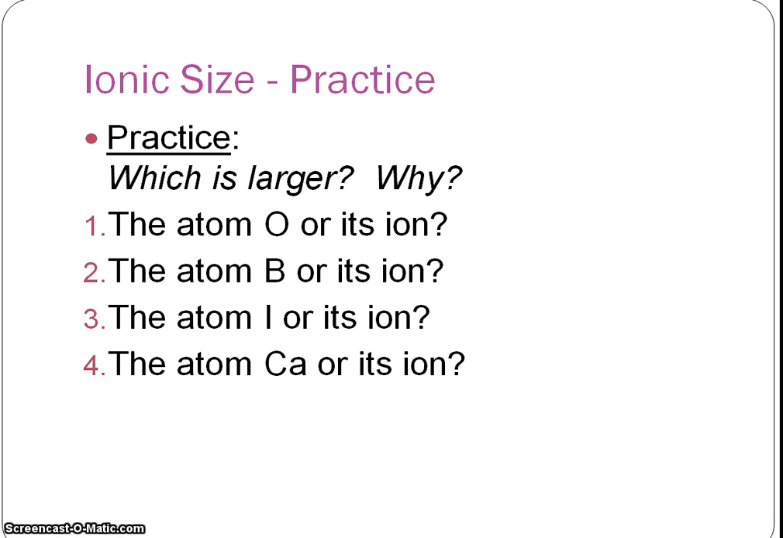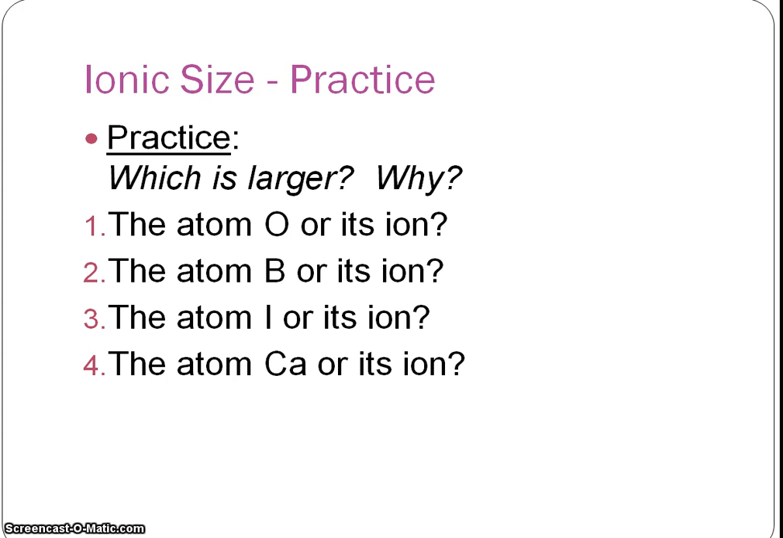So really what we're comparing is oxygen to oxygen -2. And the negative one had to gain electrons to become negative, which means it got bigger. So in the case for the first one, the bigger one is going to be oxygen's ion instead of the atom. For number 2, though, boron has a +3 charge because it's going to lose those 3 valence electrons, which makes it smaller. So for number 2, the atom is going to end up being bigger.